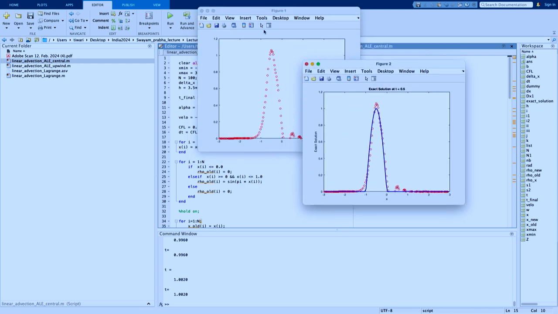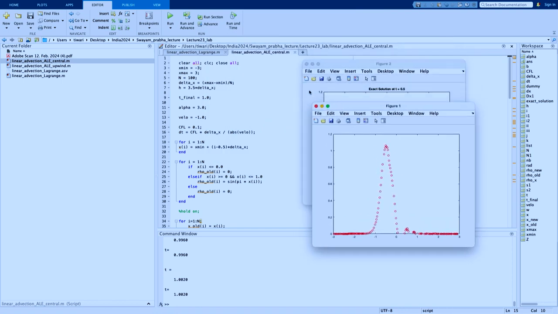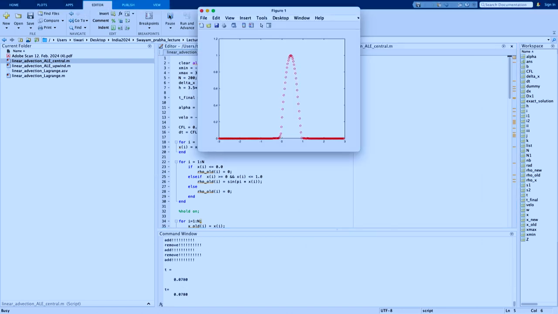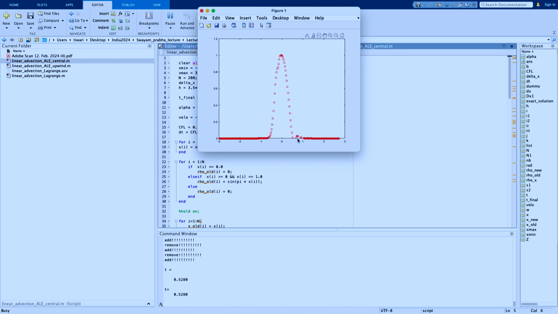Now, let us increase the resolution. So, I take more points, what will happen again? Instead of 100, I take 200 points. So, more resolution also gives the oscillation in the solution. So, here again the oscillation.